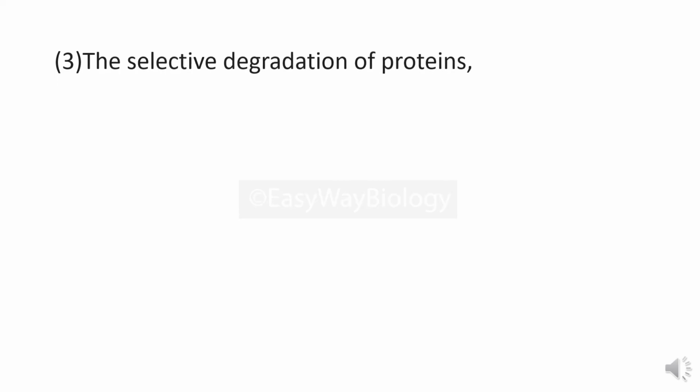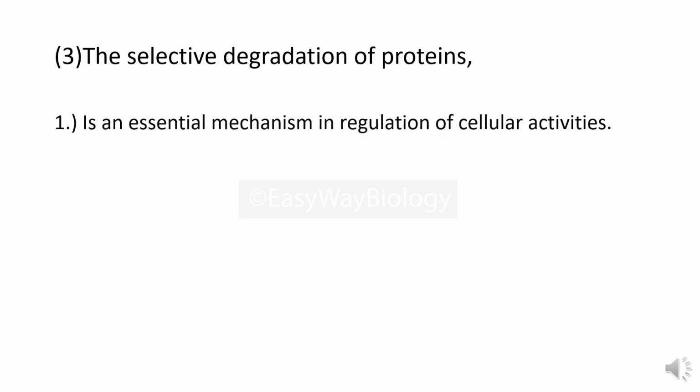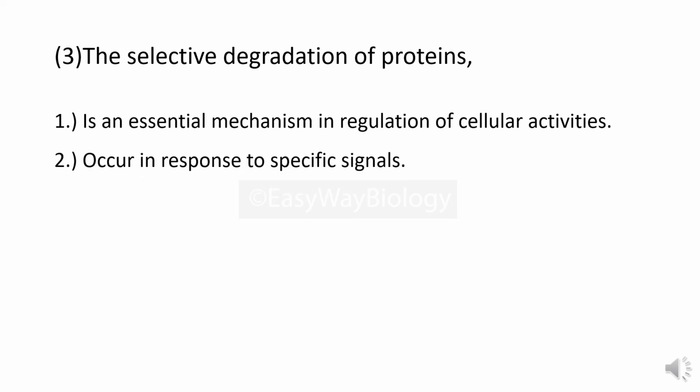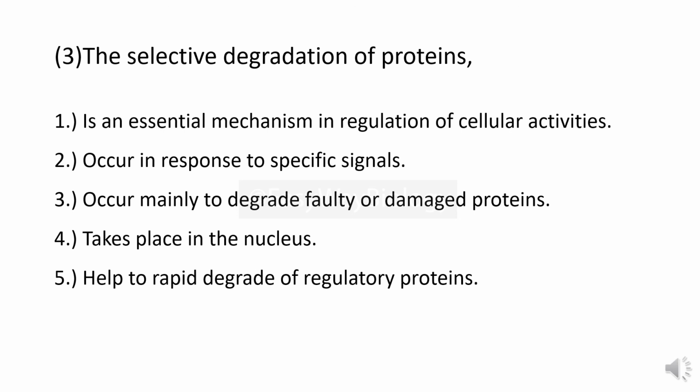Question number 3. The selective degradation of proteins: 1. Is an essential mechanism in regulation of cellular activities. 2. Occur in response to specific signals. 3. Occur mainly to degrade faulty or damaged proteins. 4. Takes place in the nucleus. 5. Help to rapid degrade of regulatory proteins.